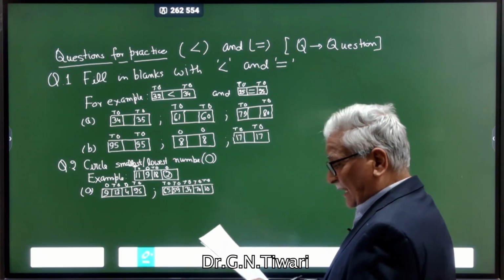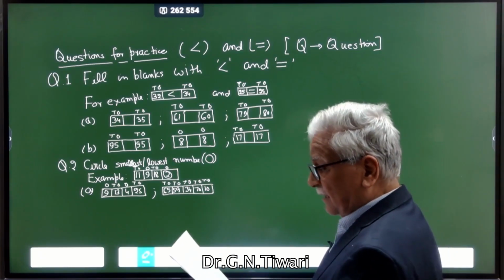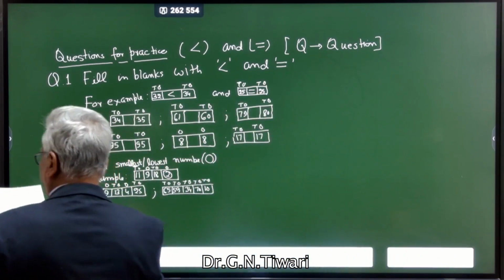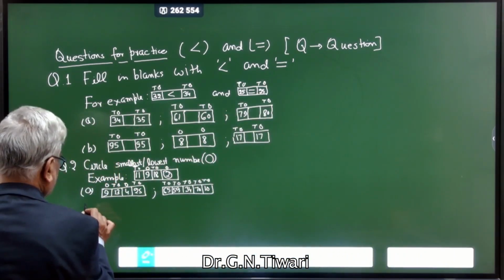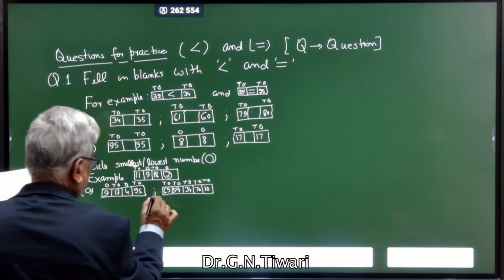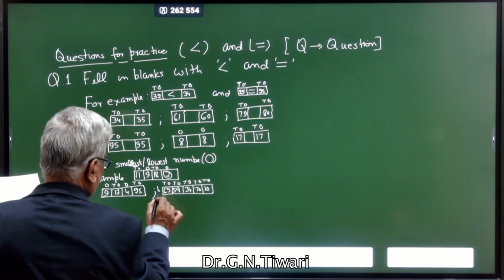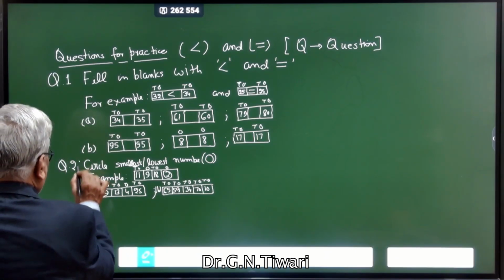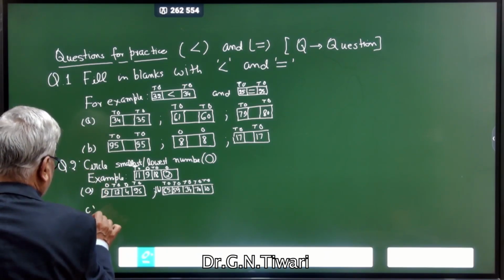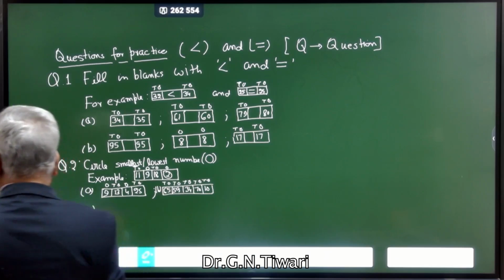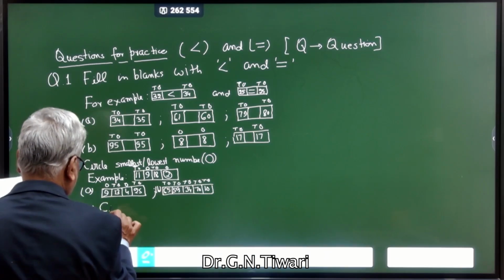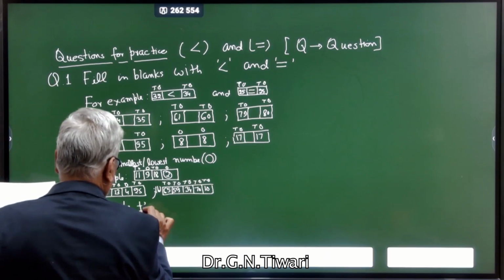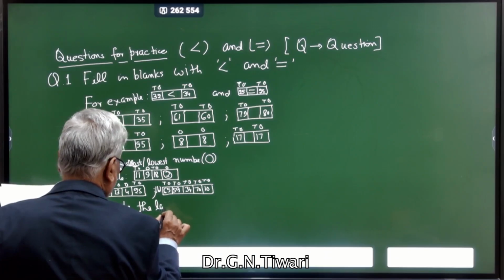Now, the next question is: circle the largest number, B. This can be called B also. Question 2. Here is another question, C. Circle the largest number.